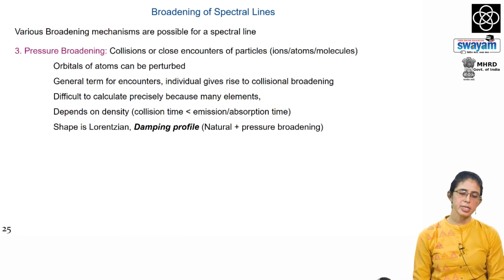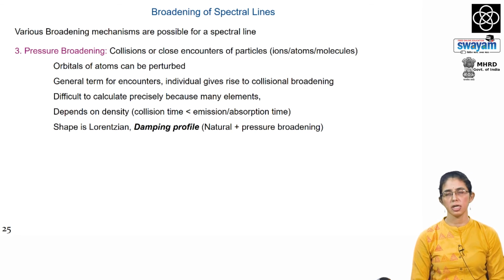So, we see that among the three broadening effects, the pressure broadening as well as the natural broadening are both Lorentzian, and a combination of these two Lorentzian effects is known as the damping profile.